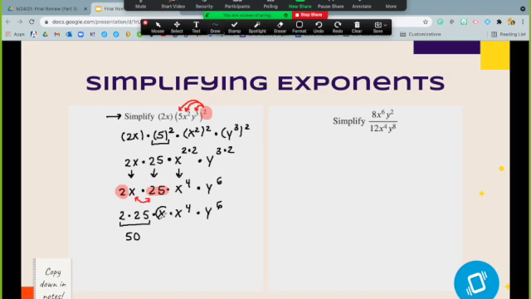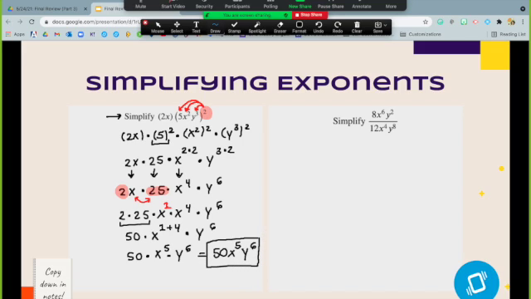And then we have the same variables multiplying with each other, which means that our exponents are going to add. So we have an imaginary 1 right here, which means that we get x to the power of 1 plus 4, times y to the power 6. And so now I have 50 times x to the power 5 times y to the power 6 as my answer. And then I'm just going to get rid of those multiplication signs so that we can get our final answer here.